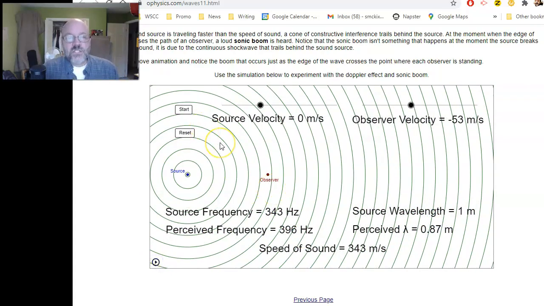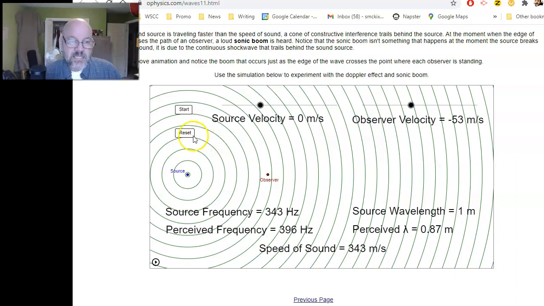Okay, so with the moving observer, what happens is the frequency is different. How quickly those wave fronts hit you is either slower, if the gap between you and the source is increasing, those things are slowing down. If the gap between you and the sound source is shortening, then they speed up.